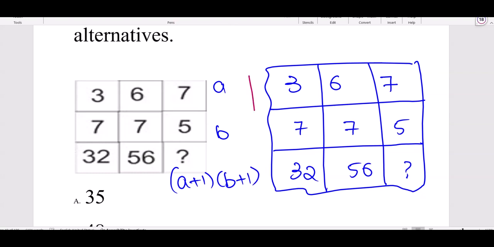Column wise. See the beauty in the question. 3 plus 1, 4, 7 plus 1, 8, 4 into 8, 32. Here, 7 plus 1, 8, 5 plus 1, 6, 8 into 6, 48.